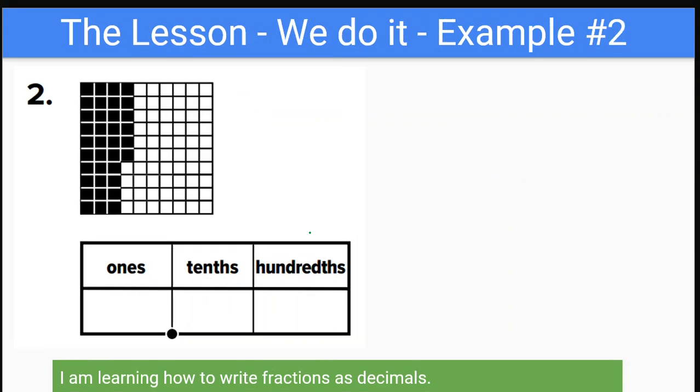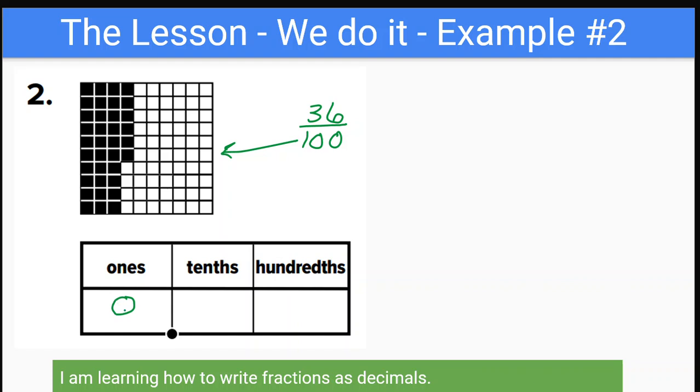Okay, here's another one right here. Once again, we've got 0 wholes, okay? It looks to me like 36 of these are shaded in, okay? Now, these are not tenths. There's 100 little squares right there, aren't there? Okay, so this is going to be hundredths, and 36 of them are shaded in. So 36 out of 100 are shaded in. We read this as 36 hundredths.